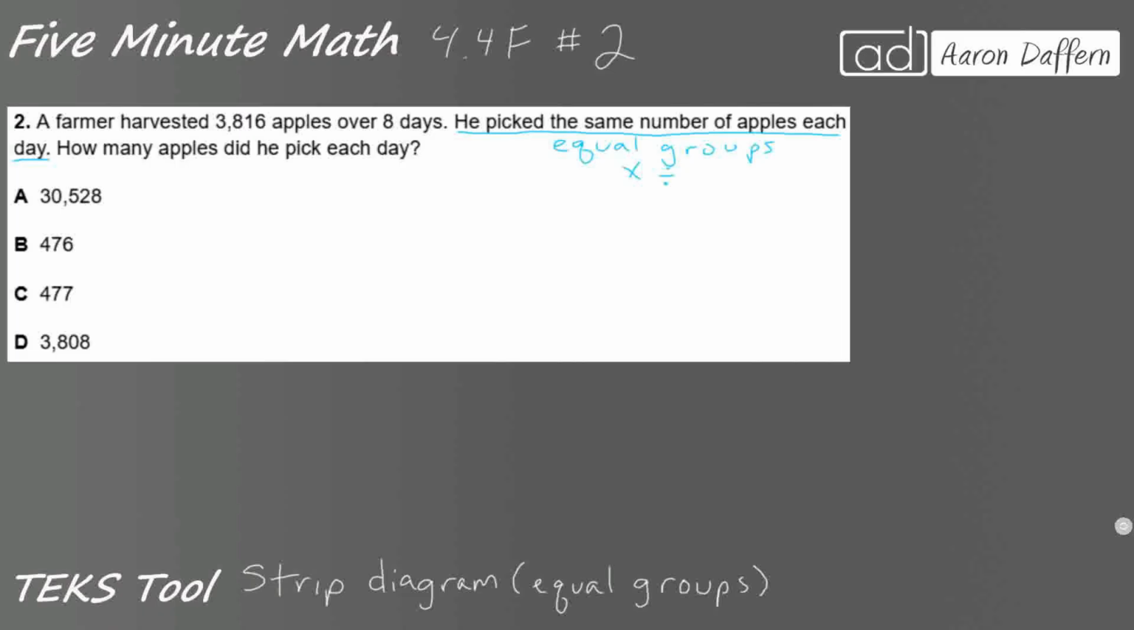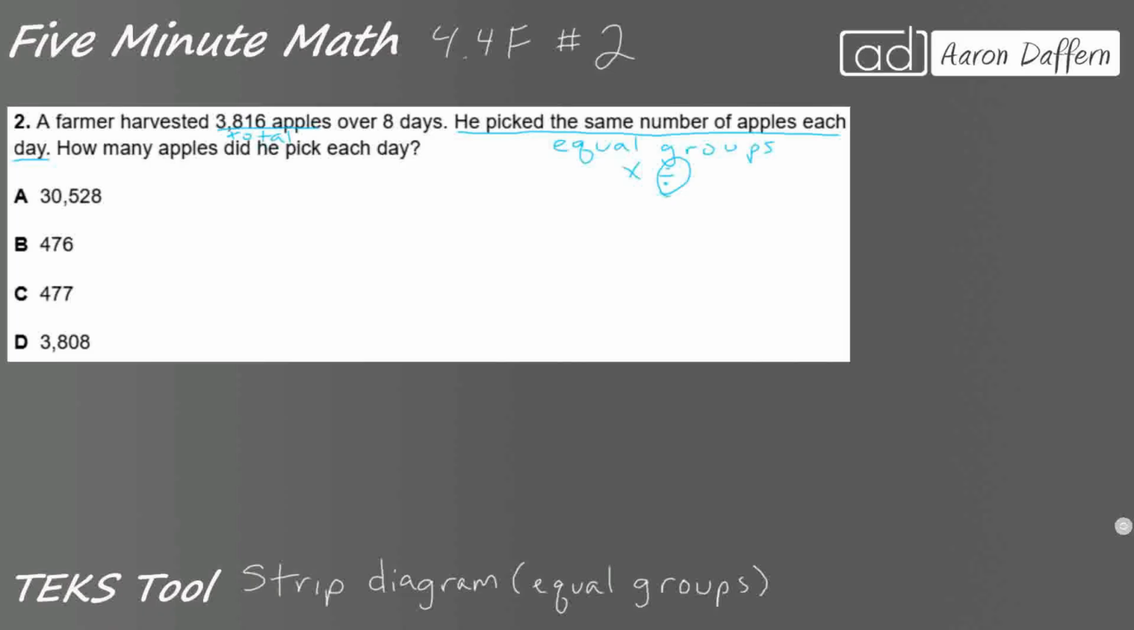Well, a farmer harvested 3,816 apples. That's the total amount of apples. And so you need to ask yourself, are there any more apples? No. If the answer is no, then this represents our total. And then that's going to be helpful because whenever we have equal groups and they give us the total, that means we're going to divide because we're not going to make the number any bigger. We're going to use division to make the number smaller. So the total is the biggest the number is going to be.